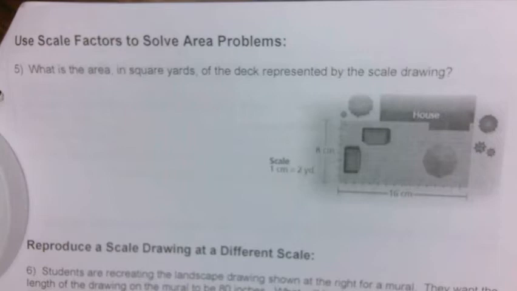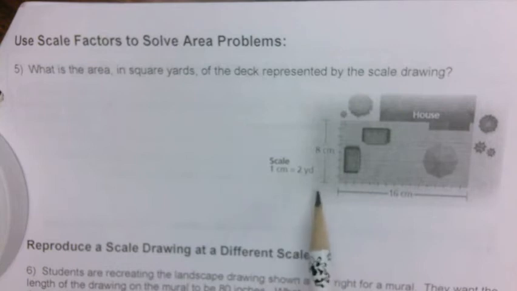In our next example, we're going to use scale factors to solve area problems. And in question 5, it says, what is the area in square yards of the deck represented by the scale drawing? So here's our picture. We can see the deck. They've got their umbrella and their lawn furniture there. And more importantly, we can see the scale ratio right here. It says that 1 centimeter on the scale drawing represents 2 yards in actual distance.